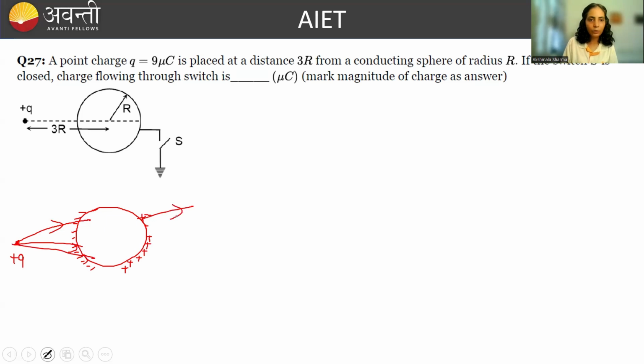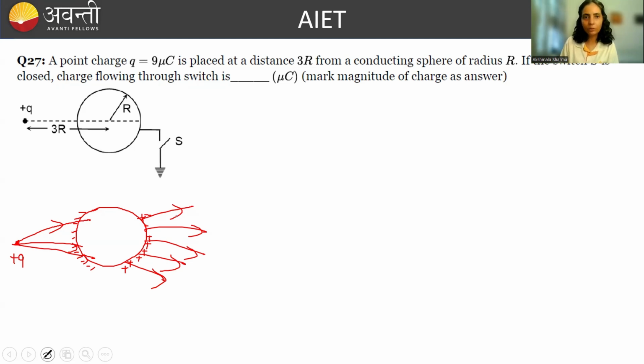And again, it will go on like this. Something like this is going to happen because of the presence of plus Q charge in the vicinity of this conducting sphere. So charge is going to get induced. Done. And what do we have to calculate here in this question? Let's read the question first.